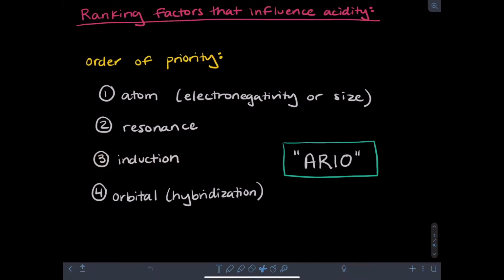Recall from last time that I talked about 4 different qualitative factors that allow us to rank acidity. These 4 factors, in order of priority, are the atoms of the conjugate base. If your conjugate bases have the same atoms involved, then you turn next to looking for resonance. The next biggest factor after resonance to look out for is inductive effects, or induction. And the last ranking factor to look for are the orbitals involved in your conjugate base, or rather the atom's hybridization.